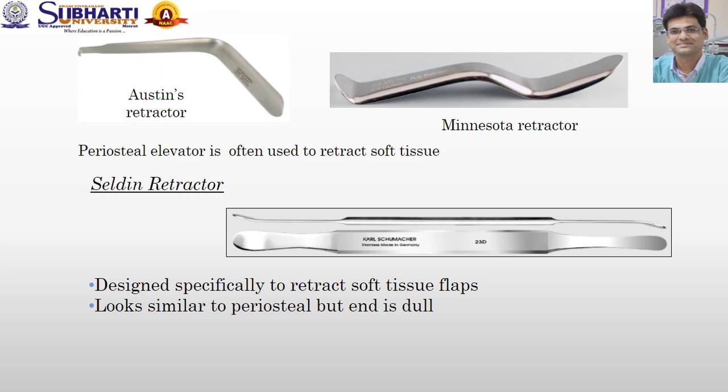Periosteal elevators are often used to retract the soft tissue. Selden retractor is specifically designed to retract the soft tissue flap. This looks very similar to the periosteal elevator, but its ends are dull.